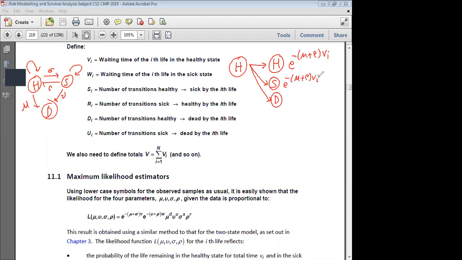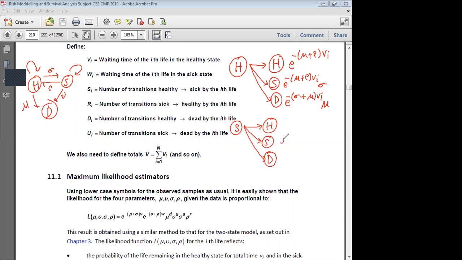So this is what will happen in time t, and then in H, I want to make a jump, and that will happen with rate sigma. Here for D, you will have e raised to minus (sigma plus mu) v_i, and this will be mu. So this is what you will have for the healthy state. And you can also start in the sick state, and from sick to healthy, from sick to sick, and then you can be dead as well.